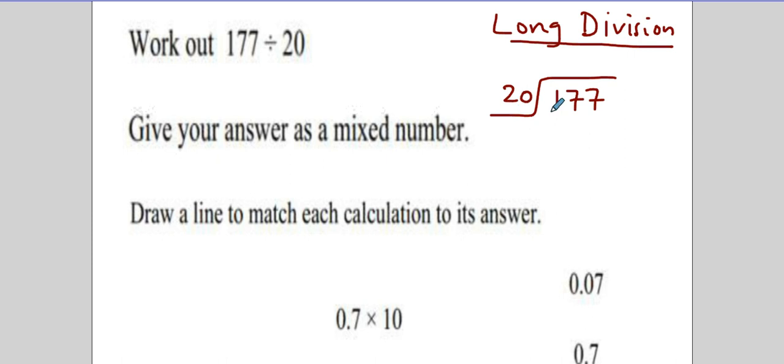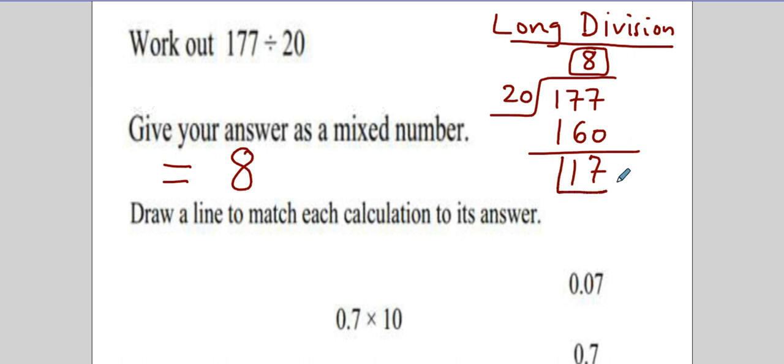1 divided by 20 is not possible. 17 divided by 20 is not possible. 177 divided by 20, that will be by 9, no. By 8, this will be 160. What is the remainder? The remainder will be 17. So give your answer as a mixed number, so the answer will be 8. So you write 8 over here, and the remainder will be the numerator, 17, whereas the denominator will be 20. See that? Right.